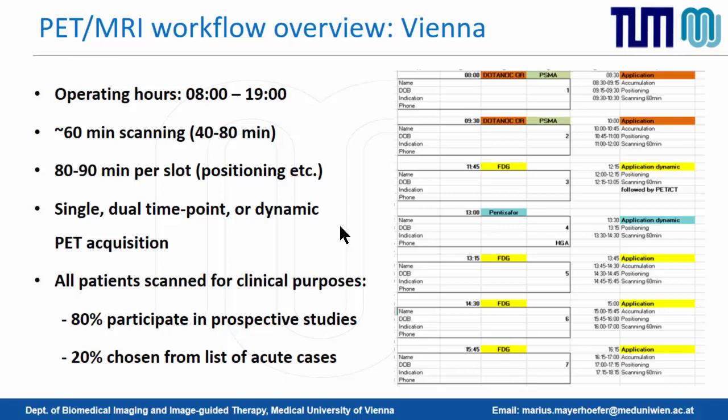You can also see that we are not just doing sinogram PET, we're also doing dynamic PET, depending on the indication. And practically all patients that undergo PET-MR are clinical patients. Most of them are, of course, in prospective studies, whereas the rest of them is chosen from a list of acute cases. This list is shared with PET-CT, so we would normally look at the cases and then decide who will benefit most from PET-MR compared to PET-CT.